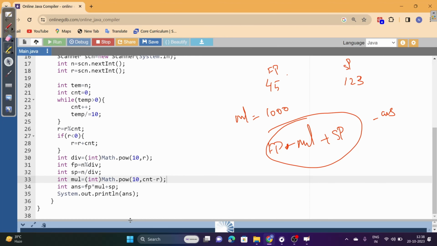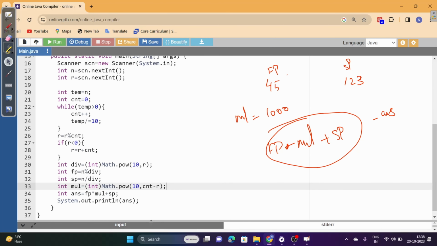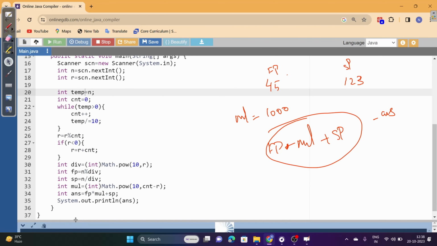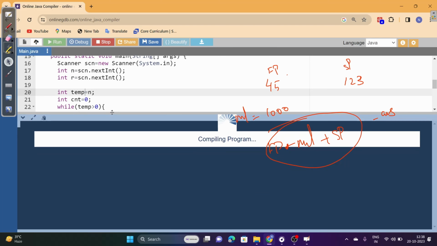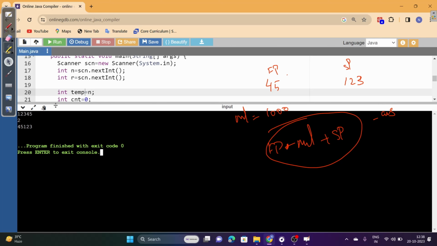We'll give the given input. While temp greater than 0, what happened? While temp greater than 0 only. Okay, it is temp. Okay, my rotation is equal to 2. Yes, I will get 45,123. This is what I need, right? Because the last 2 digits become the first 2 digits.